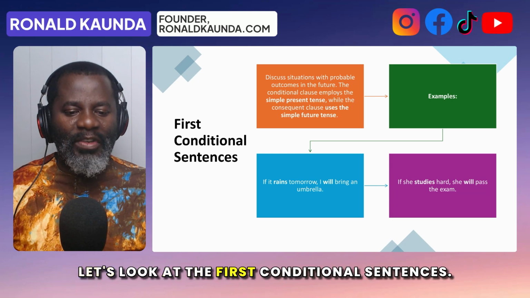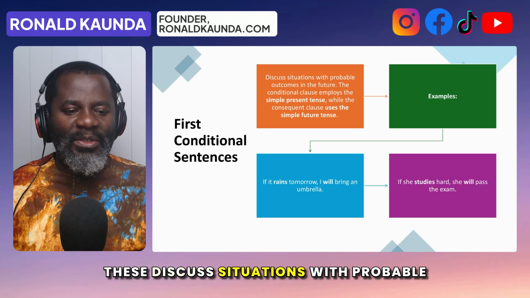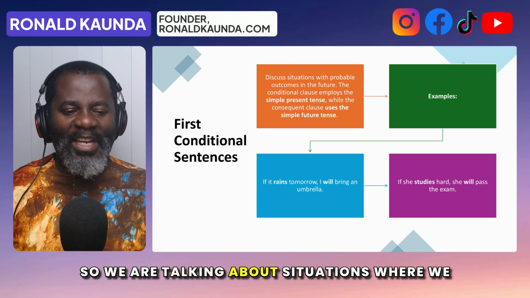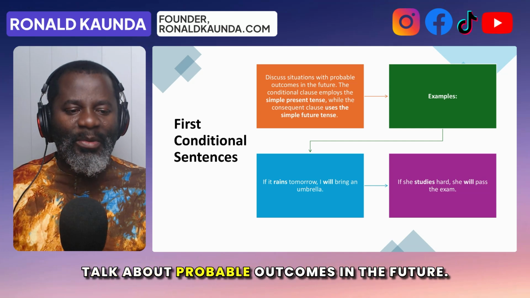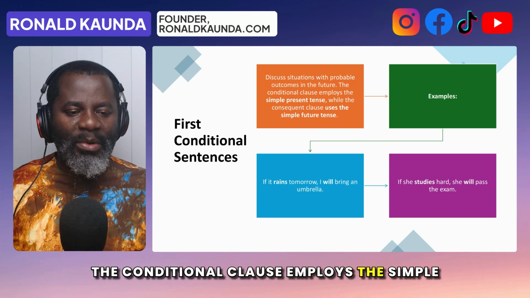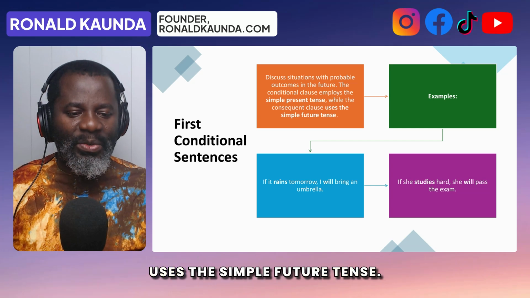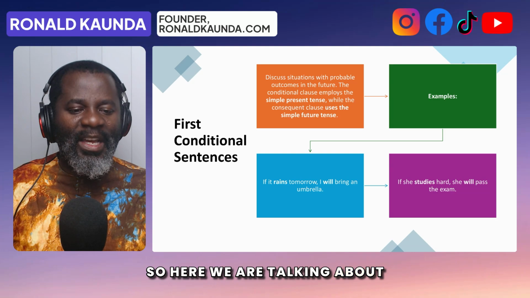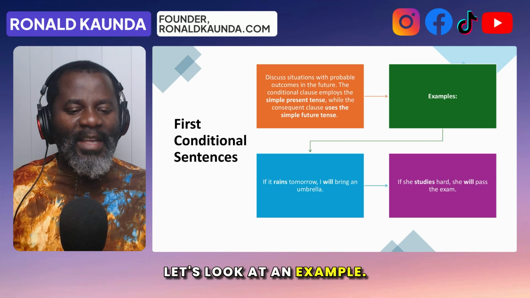Let's look at the first conditional sentences. These discuss situations with probable outcomes in the future. So we are talking about situations where we talk about probable outcomes in the future. The conditional clause employs the simple present tense, while the consequent clause uses the simple future tense. So here we are talking about simple present tense and future tense. Let's look at an example.